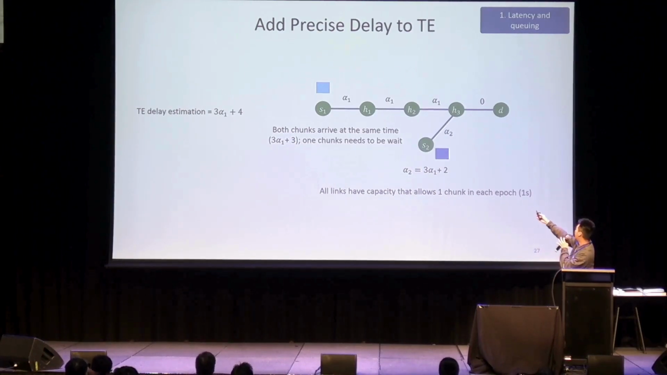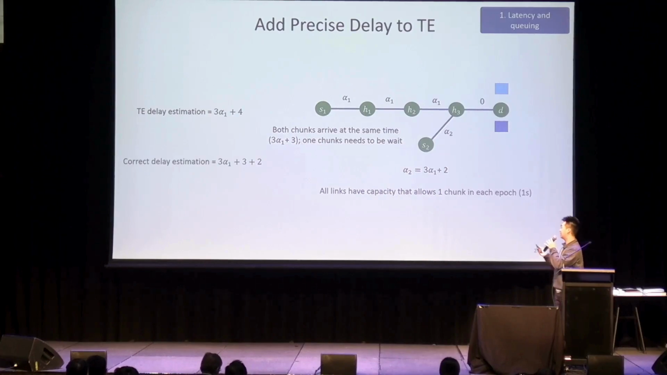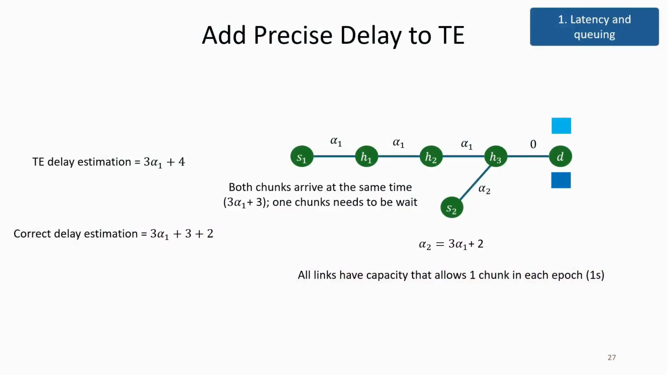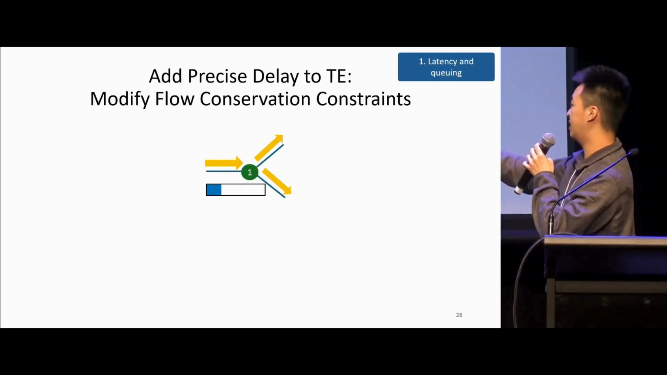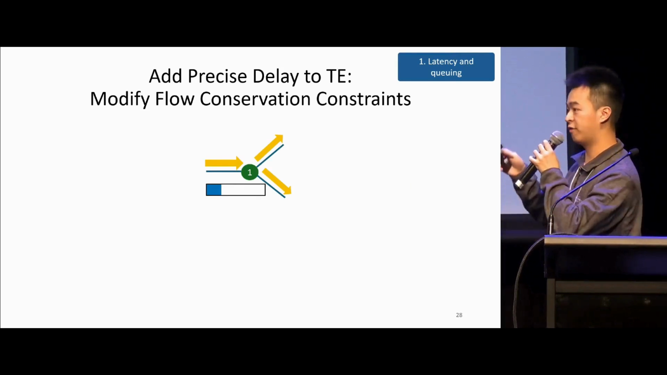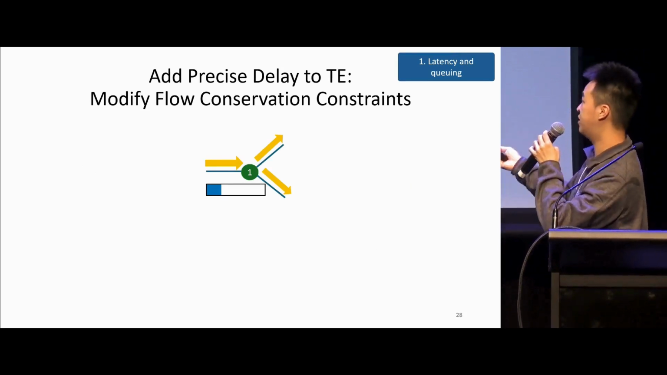The blue chunk, light blue chunk, and dark blue chunk will in fact arrive at node H3 at the same time. Now one chunk has to wait for the other chunk. This queuing increases our delay estimation by 1 second. This 1 second seems very small, but it has a rippling effect in our schedule, and it's quite important as small chunks are quite popular in our collective communication. In order to add such accurate estimation to our formulation, we have to modify our flow conservation constraints.